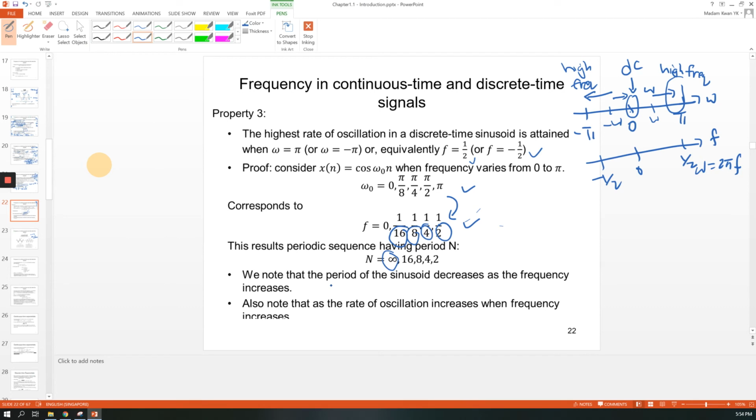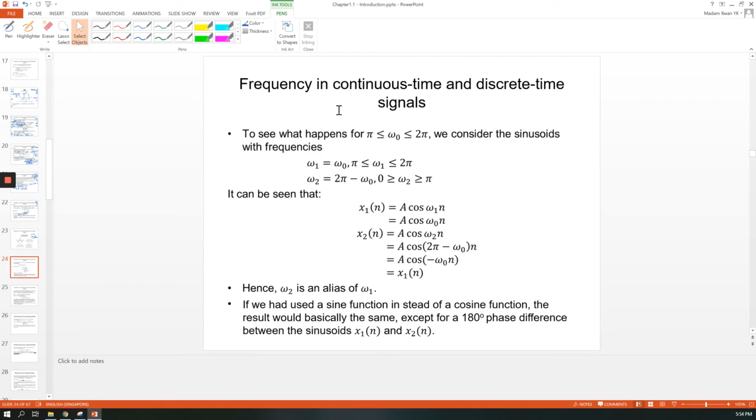We know that the period of the sinusoid decreases as the frequency increases. This is the period, we call it the fundamental period. So the period decreases when the frequency increases. Also note that the rate of oscillation increases when the frequency increases. You can see this from this graph.